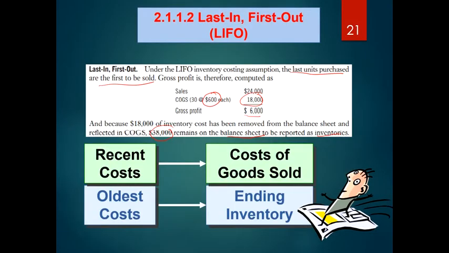So for LIFO, the recent cost is in the profit and loss as the cost of goods sold, whereas the oldest cost will be recorded in the ending inventory.